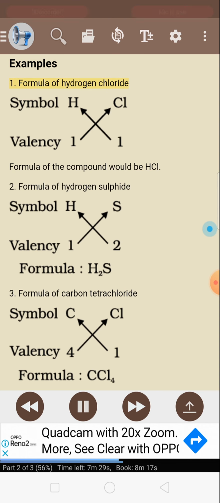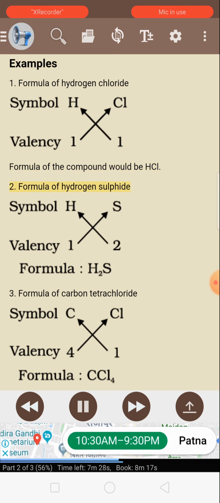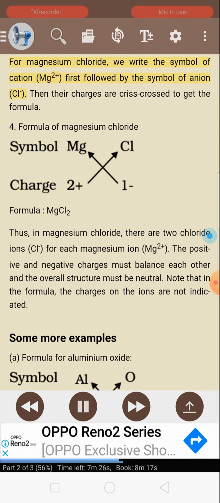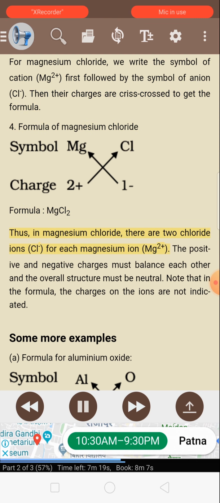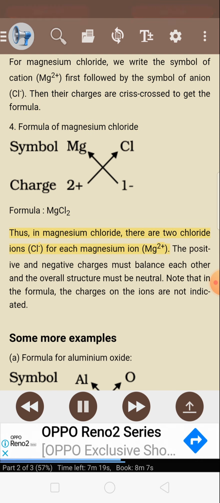Examples. 1. Formula of hydrogen chloride. Formula of the compound would be HCl. 2. Formula of hydrogen sulfide. 3. Formula of carbon tetrachloride. For magnesium chloride, we write the symbol of the cation, Mg2+, first followed by the symbol of the anion, Cl-. Then the charges are crisscrossed to get the formula. 4. Formula of magnesium chloride. Formula, MgCl2. Thus, in magnesium chloride, there are 2 chloride ions, Cl-, for each magnesium ion, Mg2+. The positive and negative charges must balance each other and the overall structure must be neutral.